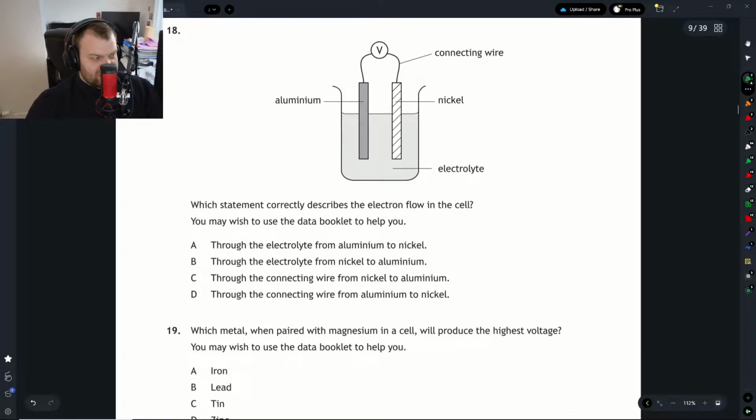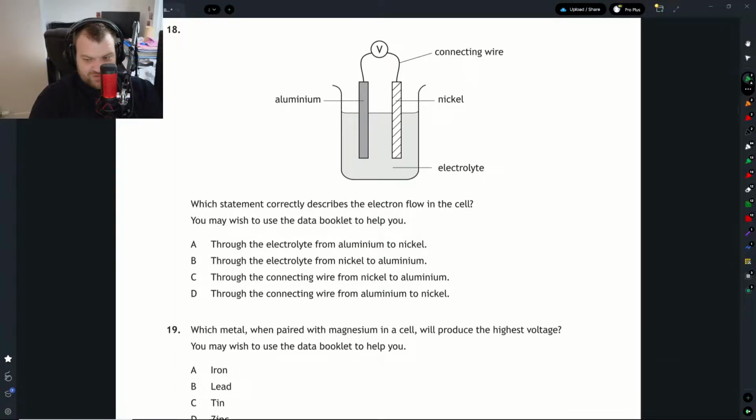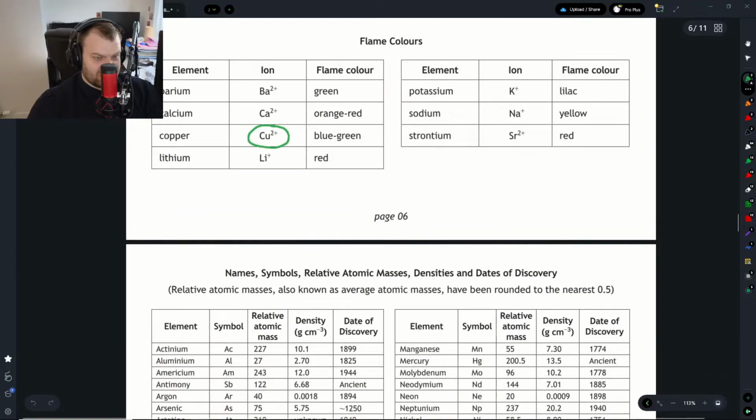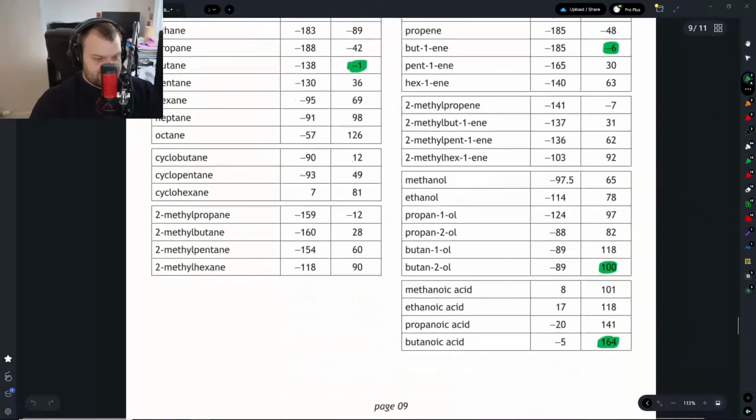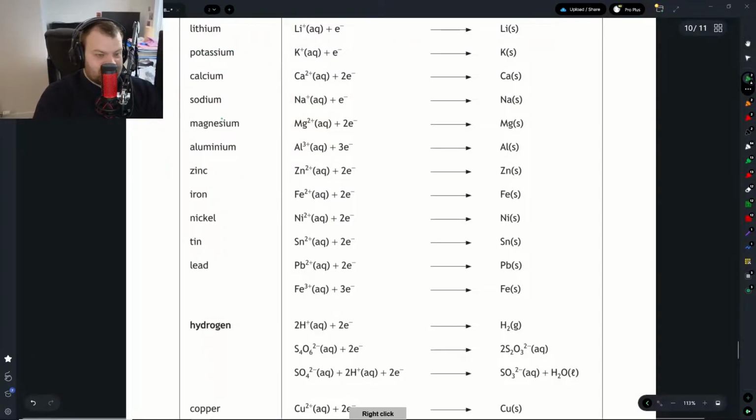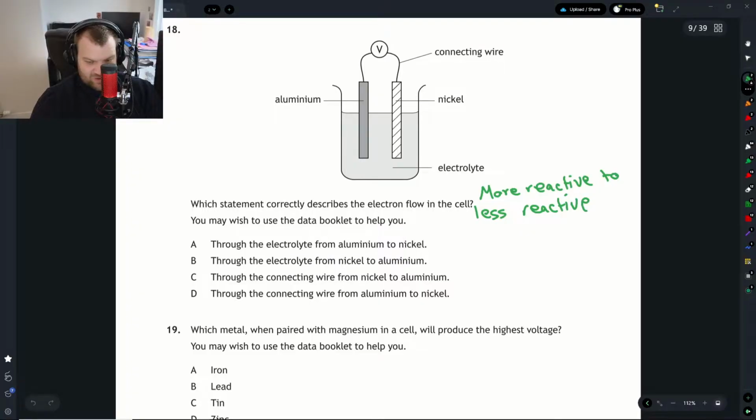Next one's talking about electron flow. Electrons flow from more reactive to less reactive, or from high to low on page 8. We have aluminium and nickel. We already saw that aluminium is quite high up, so that would be what I would be thinking we're doing. Let me clear this up. We have aluminium and we have nickel, so we'll go from aluminium to nickel. Let's rule out any ones that say the opposite. So B, and C.